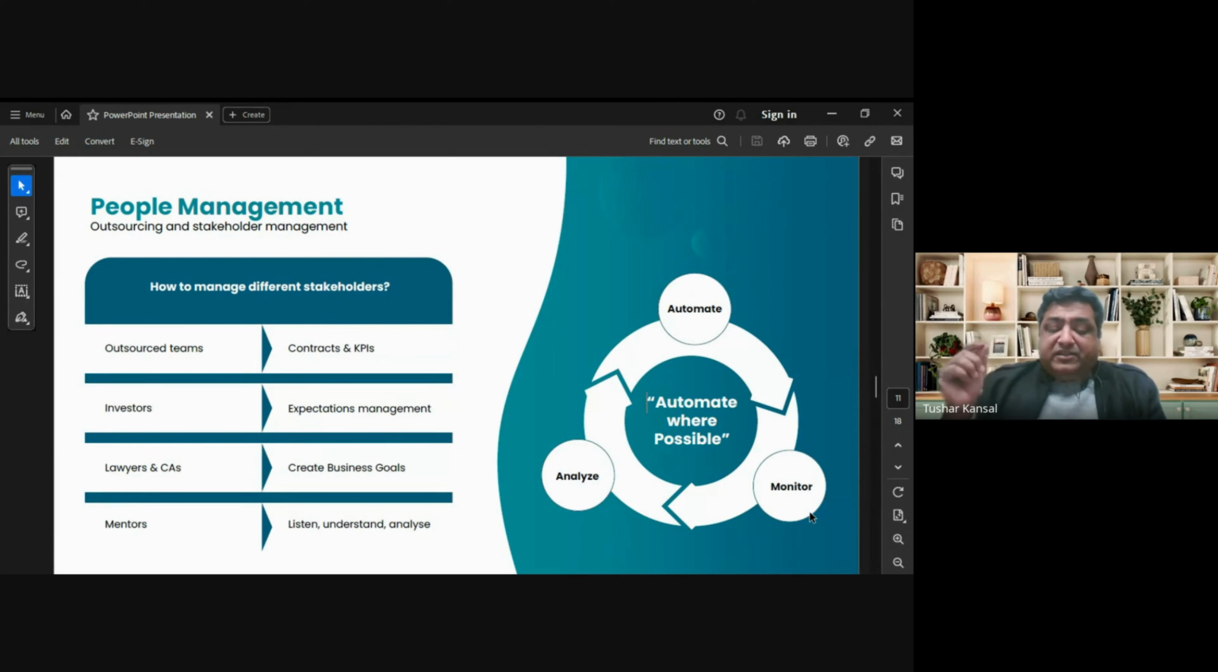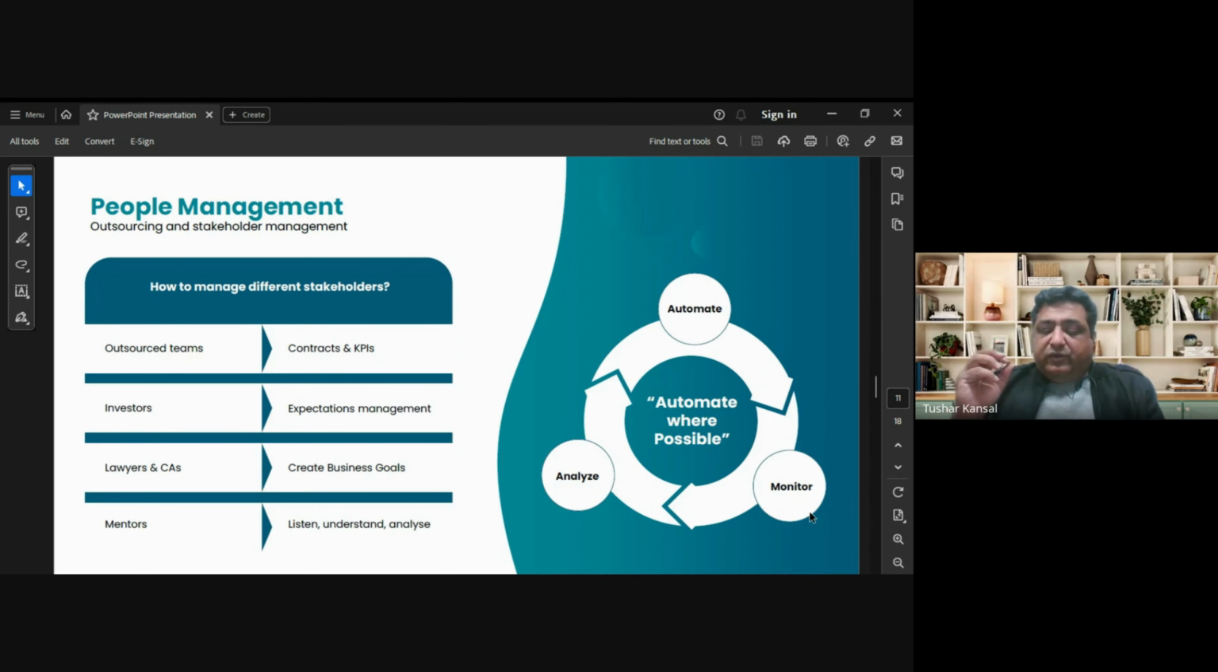Now, how to manage investors? You have to be very responsible towards the investors. You have to give them regular information, inform them regularly, so that their expectations are managed. The third is lawyers and CAs. Always remember, lawyers and CAs will always try to do a shortcut and not spend proper time for your work.